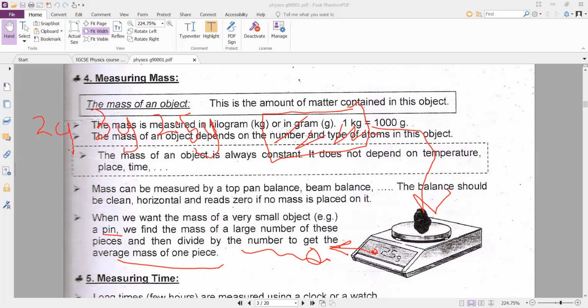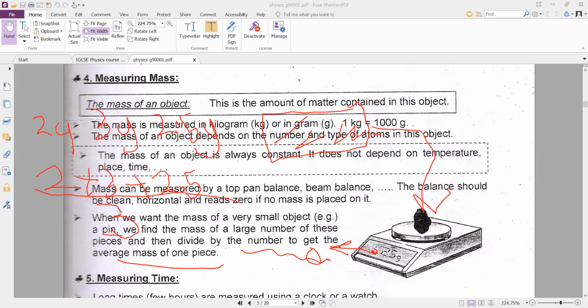Now, how to find the average? The average is take 2, yes, Muhammad, 2 plus 3 plus 2.5, divide by how many reading? How many reading there? 3, divided by 3. This is what we call average.